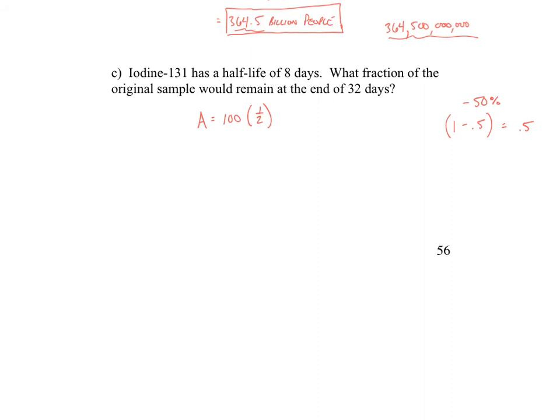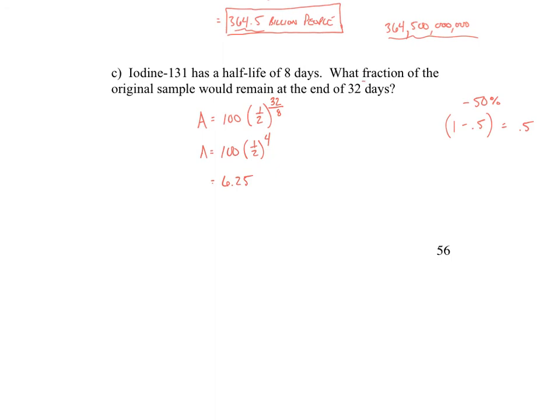Now what about our exponent? Well, 32 days are passing, but it only has its half-life every 8 days, so we have to divide that 32 by 8. So in total, we're going to get 1/2 to the 4th. We just have to throw that into a calculator, and we get 0.0625. Now remember, that's a percent. So if we started off with 100% of our substance, now we have 6.25% of our substance.